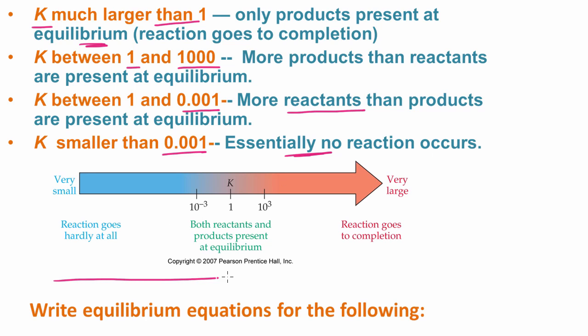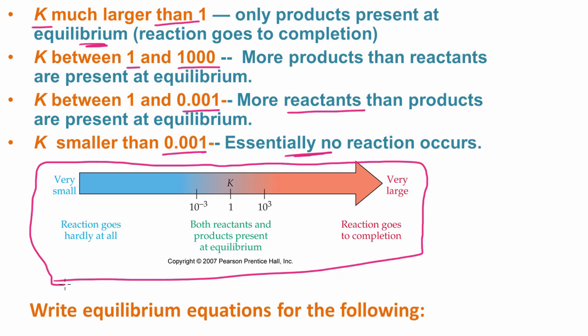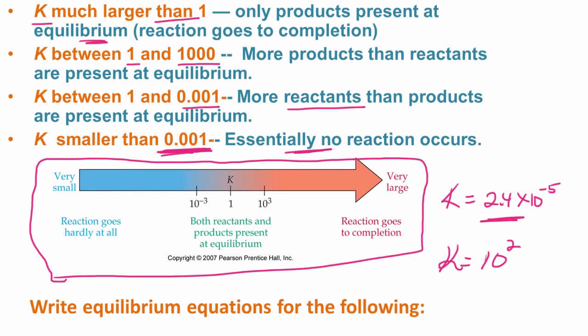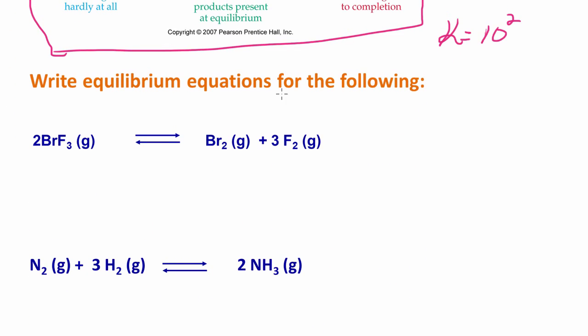So here's a nice little tool that you can use to determine that. If I tell you that I have a K equal to 2.4 times 10 to the negative 5, then K is much smaller than 10 to the negative 3. So you essentially have mainly reactants in your reaction vessel. If I have a K equal to 10 to the 2, or 100, then I'm going to have more products than reactants. Okay?